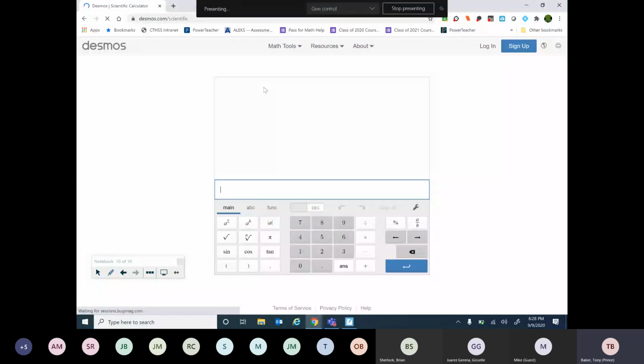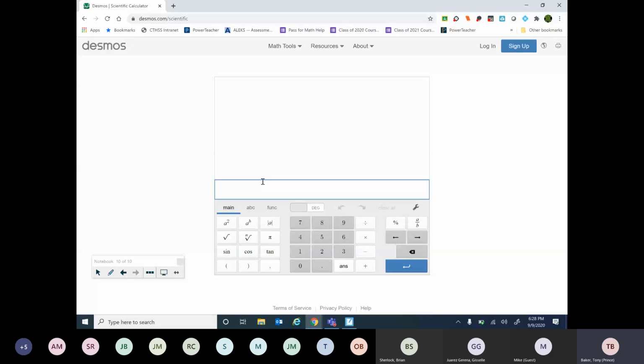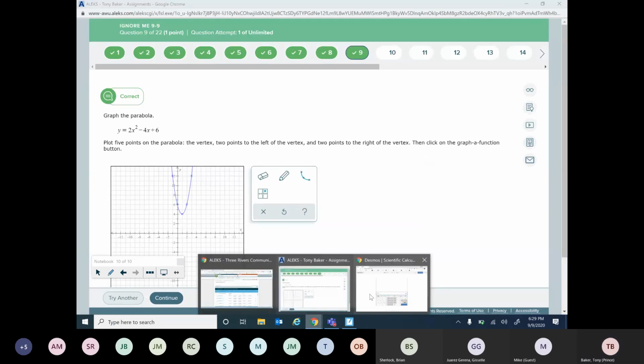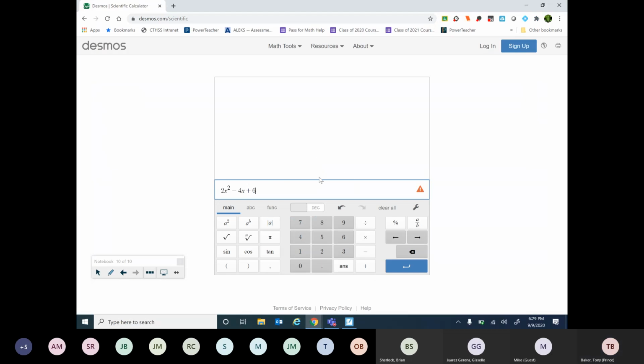The scientific calculator actually is really nice too, because like I was saying with this problem, you could actually type in 2x squared minus 4x plus, what was the number? 6. And then what you do is you do x equals 0. And notice how it gives you the answer right there. And then -1. And then 1, 2, 3. And it gives you that answer right up there.